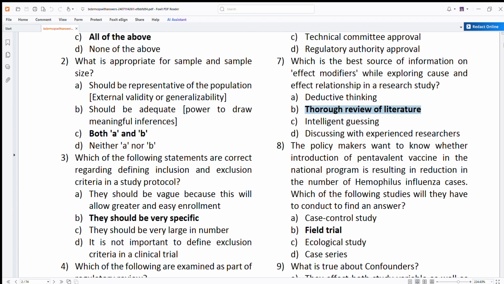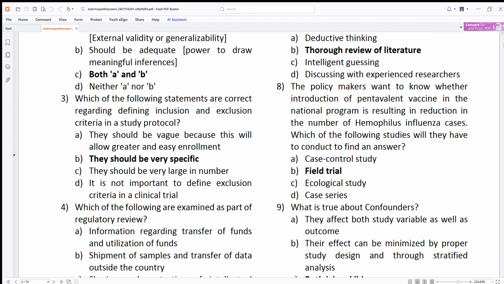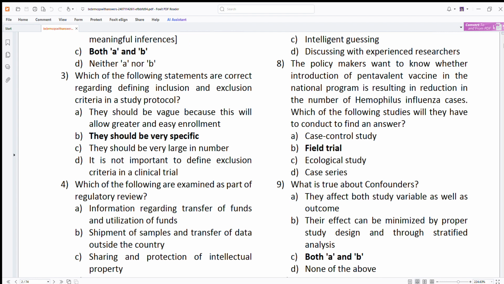Then the policymakers want to know whether introduction of pentavalent vaccine in the national program is resulting in reduction in the number of Haemophilus influenzae cases. Which of the following studies will they have to conduct to find an answer? So the answer to this is a field trial. The policymakers need to have a field trial, not a case control study, not an ecological study, not a case series. All these, case control, ecological, case series, come under descriptive studies. Other is analytical or experimental study. In analytical or experimental studies, we have randomized control trials.